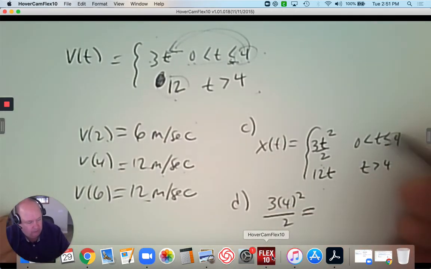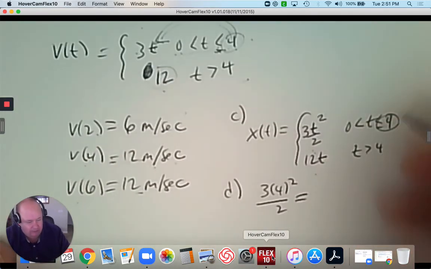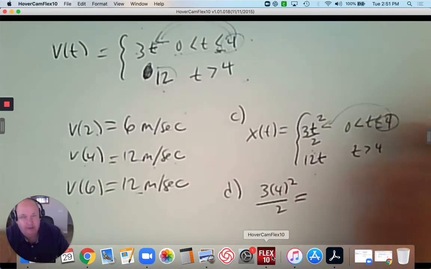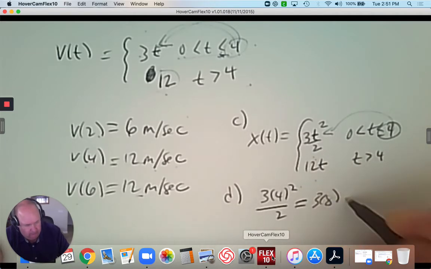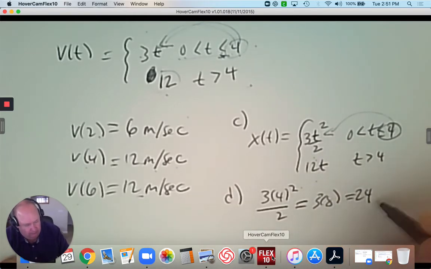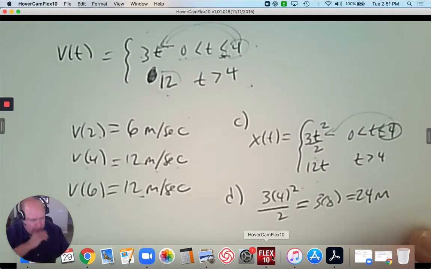So the first 4 seconds, to find, that means find the position at 4, plug 4 in. So 4 squared is 16 divided by 2. So 3 times 8, that would be 24 meters in 4 seconds.